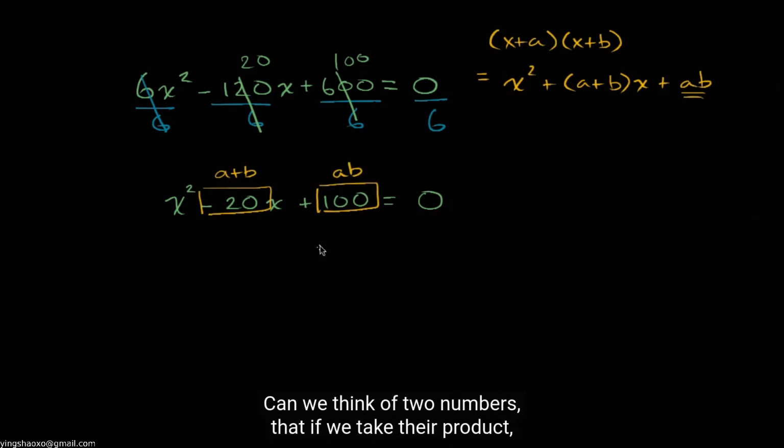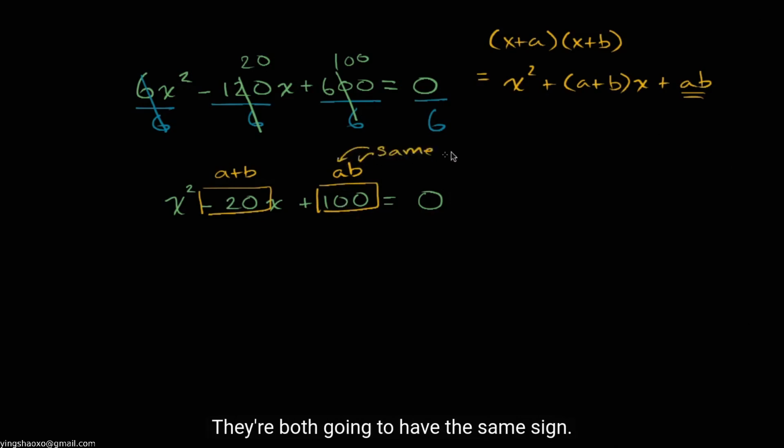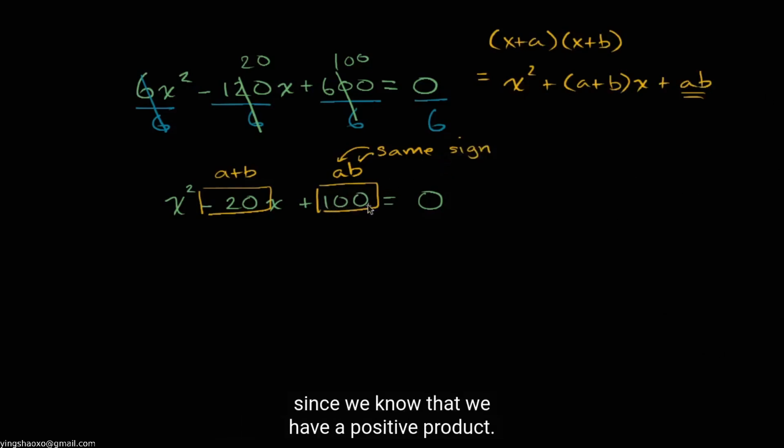So can we think of two numbers that if we take their product, we get positive 100, and if we take their sum, we get negative 20? Well, since their product is positive, we know that they have the same sign. So they're either both going to be positive or they're both going to be negative. And since their sum is negative, they must both be negative. You can't add up two positive numbers and get a negative. So let's think about it a little bit. What negative numbers, when I add them together, I get negative 20, and when I multiply, I get 100?